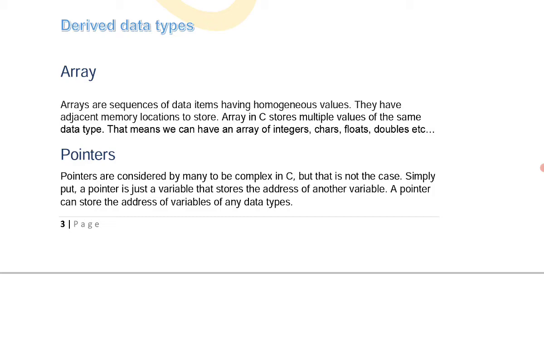The second type of derived data type is pointers. What is a pointer? Pointers are considered by many to be complex in C, but that is not the case. Simply put, a pointer is just a variable that stores the address of another variable. Arrays and pointers are derived data types and two important concepts. Later we will discuss all these things elaborately in the next classes.